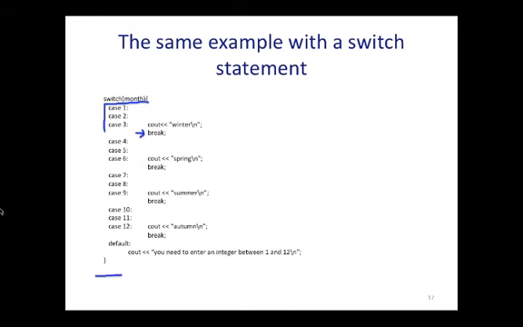Otherwise, if month is 4, 5, or 6, we'll print spring, and again the break statement says jump to the end of it. If it's 7, 8, or 9, we'll print summer. If it's 10, 11, or 12, we'll print autumn. And then you see the default, which is what happens. It's kind of a catch-all in case none of the cases is met, to print you need to enter an integer between 1 and 12.